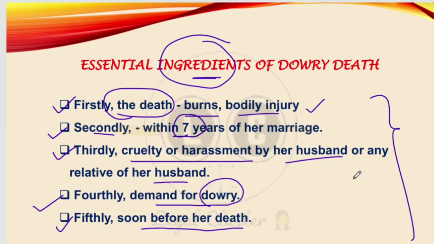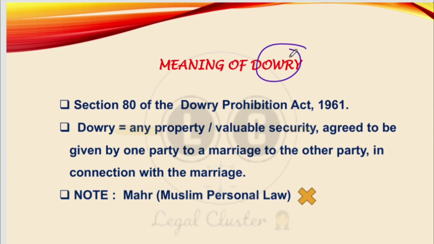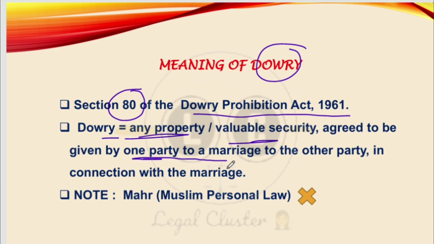So we have already come to know what is dowry death, but have we gone to the deep meaning of dowry? No, right? The term dowry is not defined under the Bharatiya Nyaya Sanhita. The meaning is given to us by Section 2 of the Dowry Prohibition Act 1961. It says that dowry means any property or valuable security given or agreed to be given directly or indirectly by one party to a marriage to the other party, or by parents or relatives of either party, at or before or at any time after marriage in connection with the marriage. However, you should note that dowry does not include meher in cases governed by Muslim personal law.